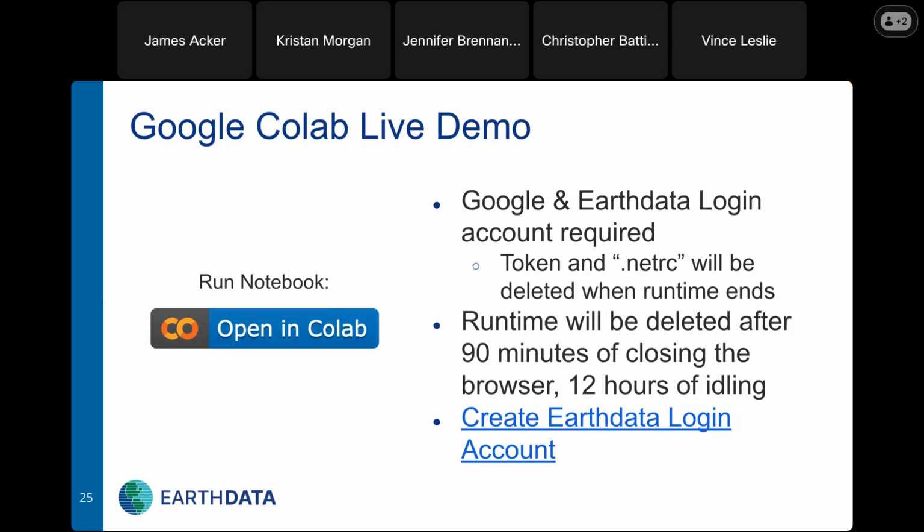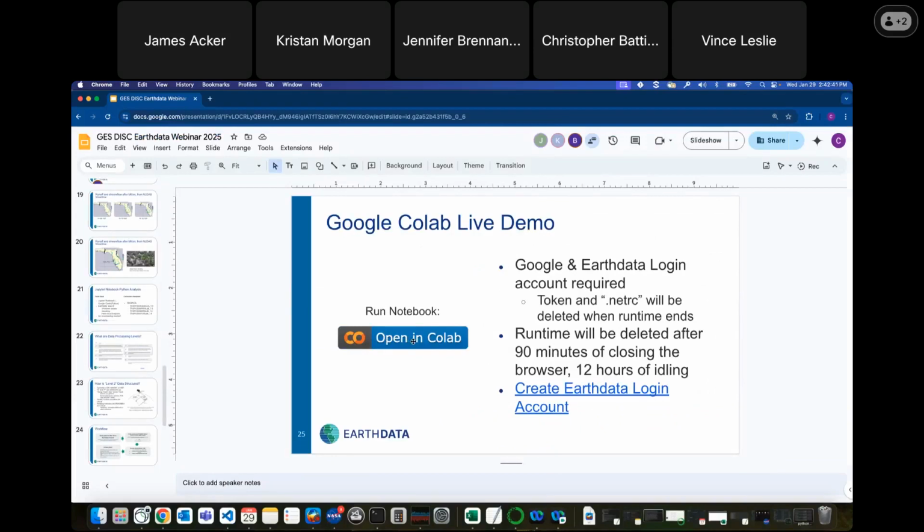For Google Colab notebooks with the free tier that we're using, you get 90 minutes to restart the runtime if you wish after you close the browser, or if you leave the browser open, it will stay active for about 12 hours of idling. So let me go ahead and exit full screen from the presentation.